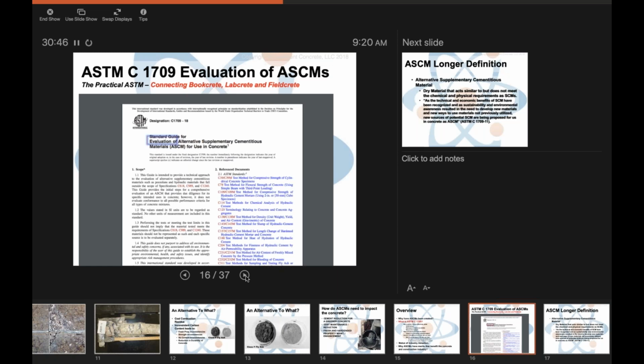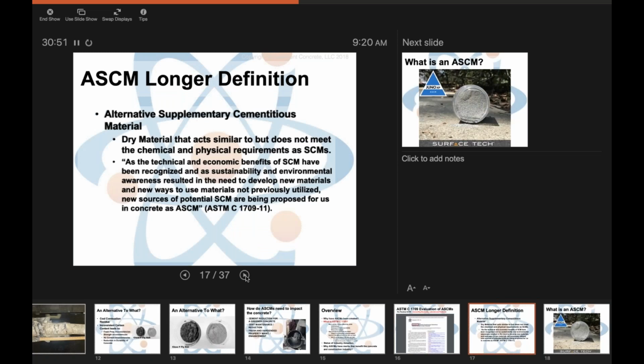And what I'd like to do, next slide, is go over that definition, and I pulled it right out of ASTM C1709, and I wanted to read it for you. As the technical and economic benefits of SCM have been recognized, and as sustainability and environmental awareness resulted in the need to develop new materials and new ways to use materials not previously utilized, new sources of potential SCMs are being proposed for use in concrete as ASCM.